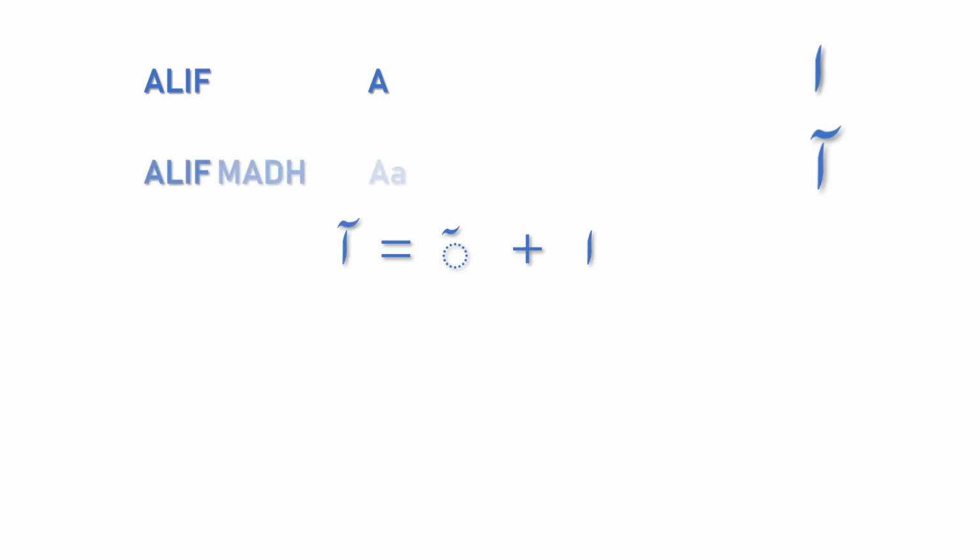Another version of Alif is Alif Madh. It is obtained by placing the Madh sign over Alif. This Madh allows the sound of Alif to be stretched. So now it sounds as Aa. Alif Madh, Aa. Madh is always written over Alif and not with any other alphabet.